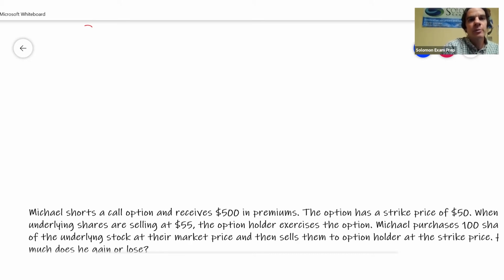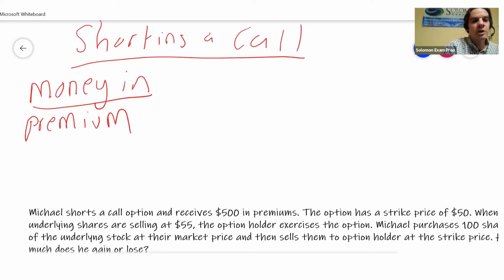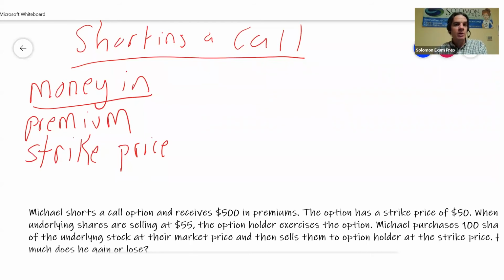option. So the money in, I'll do money in first here. Money in is going to be the premium that they receive when they sell the option, plus the strike price that they receive when the option is exercised. Remember, again, when a call option is exercised, the option holder is buying the securities at strike price. So that means the option seller is going to receive what the option holder pays to buy the securities at strike price. So that's money in, the premium plus the strike price.